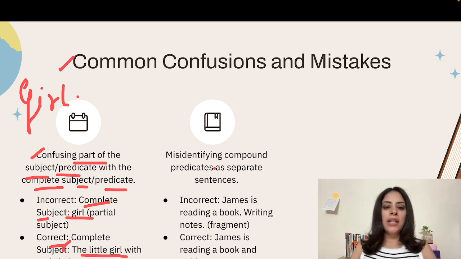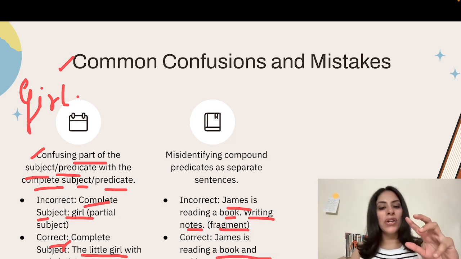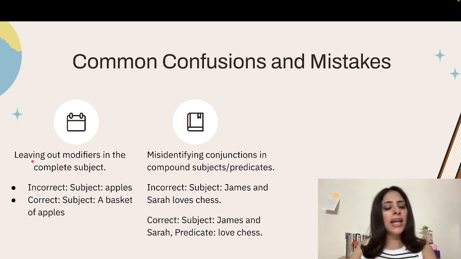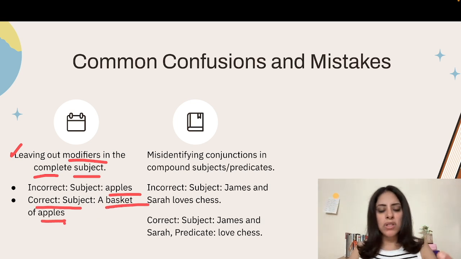Okay. Then misidentifying compound predicates as separate sentences. Now see, James is reading a book, writing notes. So this is a fragment. You need to have a conjunction to connect it better. So the correct form is James is reading a book and writing notes. Okay, so you have to make sure that you connect it with a conjunction. Another one is leaving out the modifiers in the complete subject. So, an incorrect subject is apples, but the correct one is a basket of apples. It's more formal and more correct.